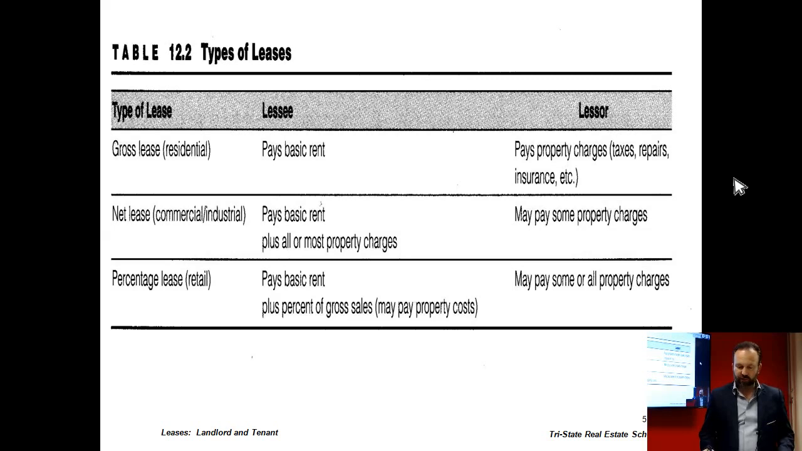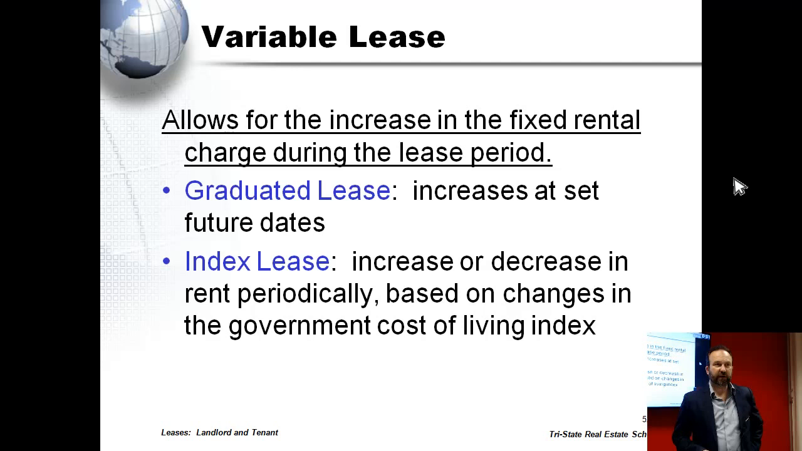Page 171, table 12.2, types of leases. Again, this just lays it out for you in more of a visual setting. You have a variable lease. It allows for increases in a fixed rental charge during the lease period. So this could be like a graduated lease. For example, this month you're 1,000. Next year you're 5%. After that it's 6%, 7%, 8%. Or it could be in a dollar amount where this year you're 1,000. Next year you're 1,100. Year after that you're $1,200 a month. It graduates up or down.